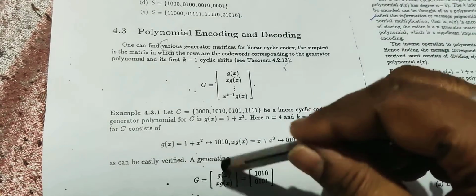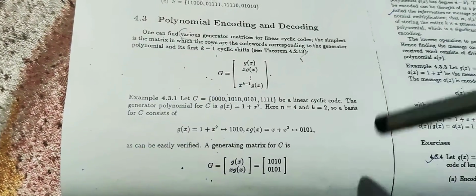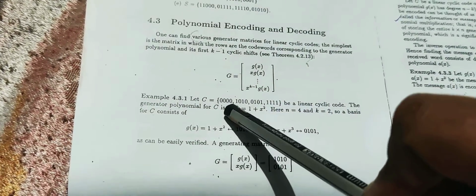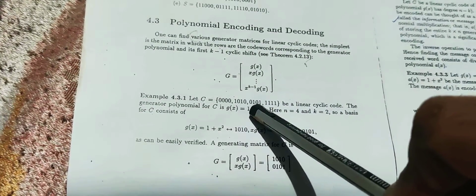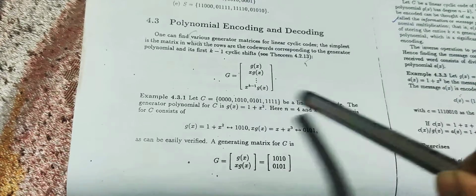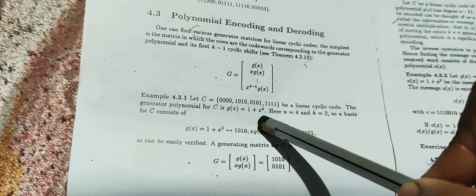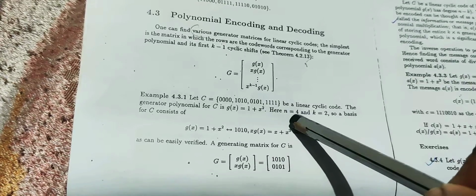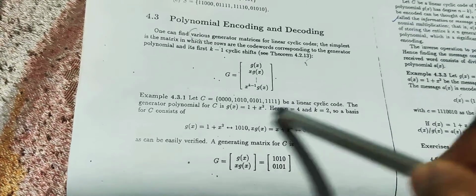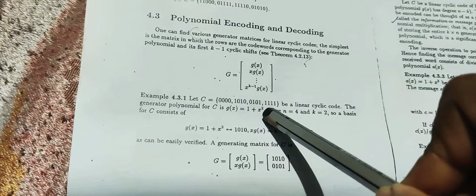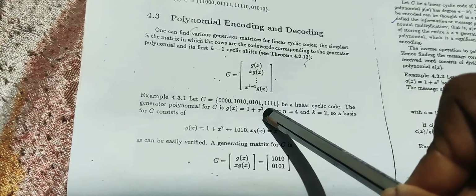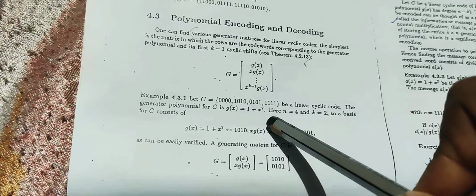Here is an example. C is equal to 0 0 1 0, 1 0 0 1, 0 1 1 1, a linear cyclic code. The generating polynomial for C is g of x equal to 1 plus x square. So here n is equal to 4 and k is equal to 2. The degree of g of x is 2, so n minus k is equal to 2. That means 4 minus k is equal to 2.